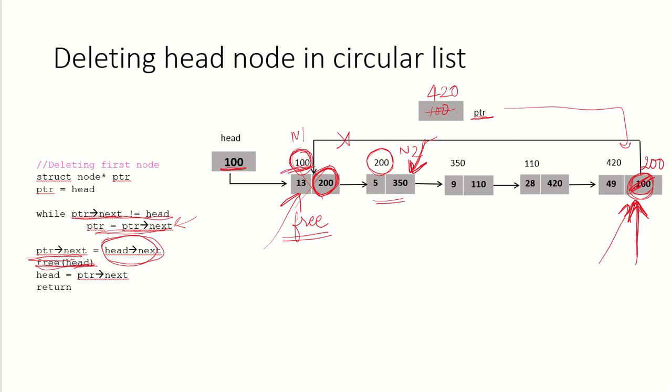And now what we have to do is update the head value to point to the second node. And where is the address of the second node available now? It is available in the last node. So we say head is equal to pointer arrow next, because pointer is still pointing to the last node.